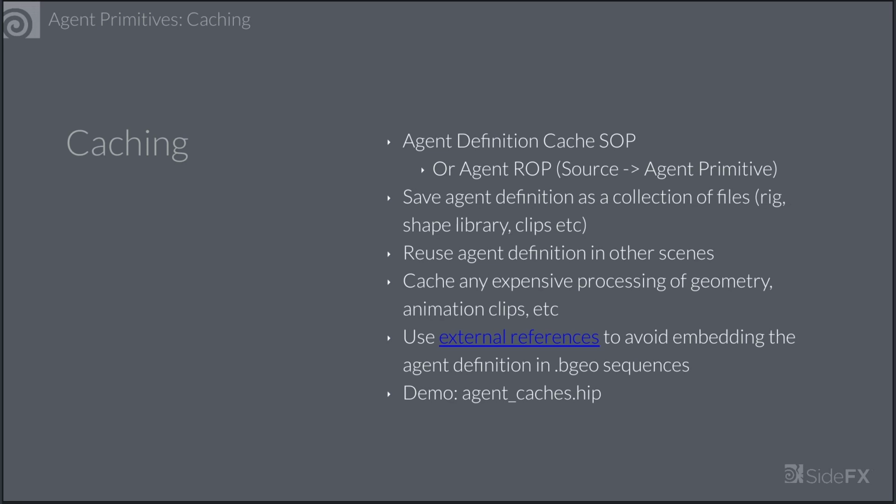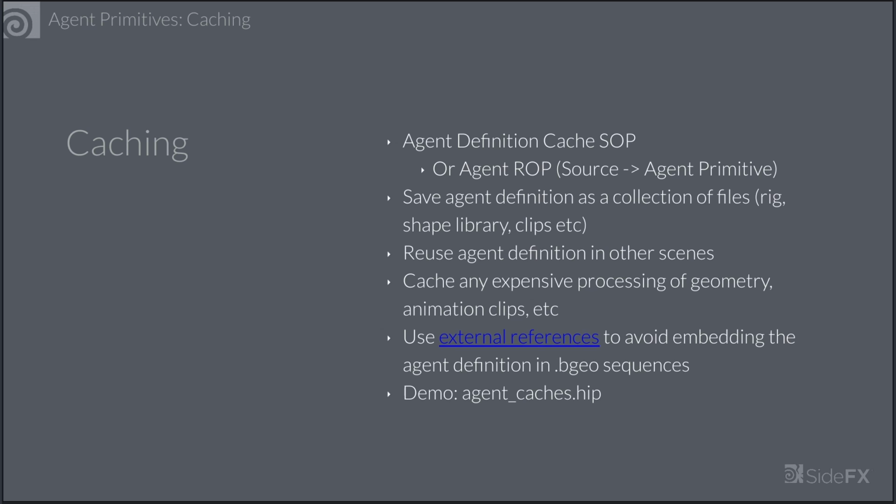So finally, once you've built your agent definition, you'll often want to cache it out. So one reason for doing this, of course, is to avoid redoing any expensive processing of the geometry or animation and so on, or loading really heavy character assets. But another workflow too is being able to generate the agent definition once and then separately load it into multiple different scenes for a project. One other consideration too that might be a bit less obvious though is reducing the size of the BGO files if you're saving out a crowd sequence.